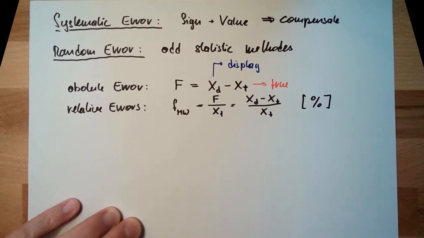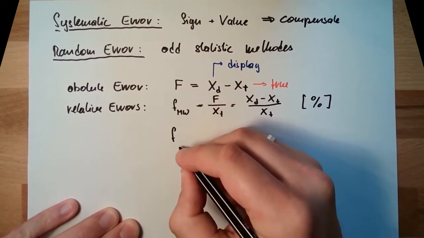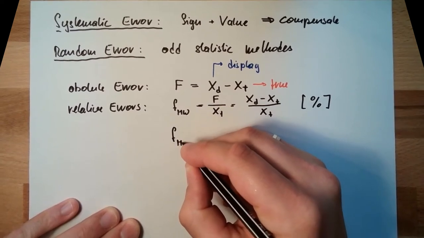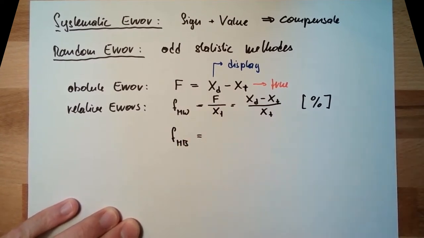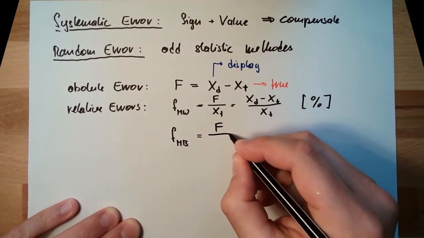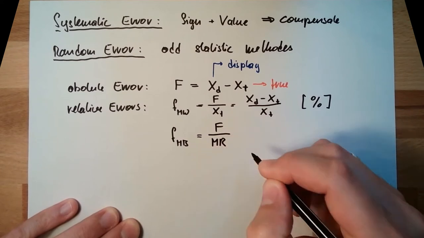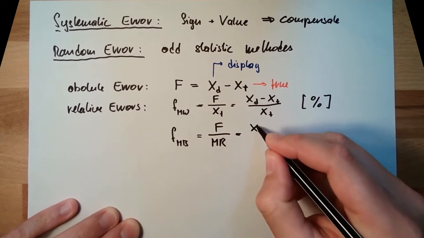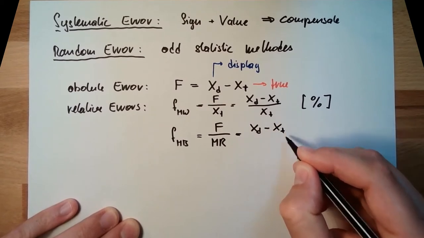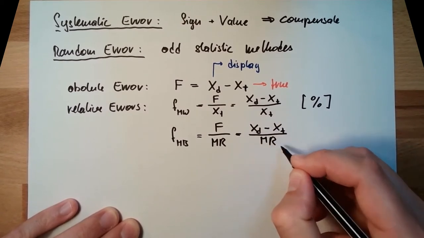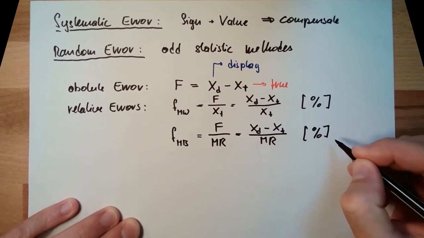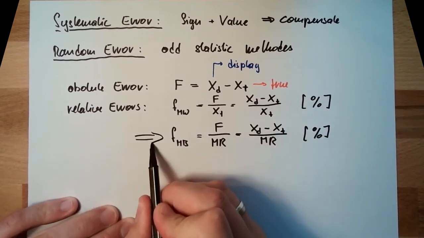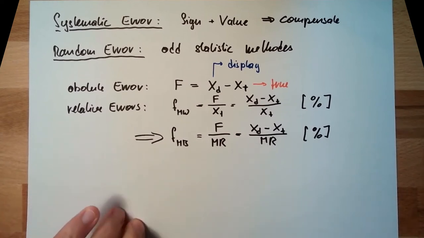And there is also an error relative to the measurement range. And this is the absolute error divided by the measurement range. So this means this is the displayed value minus the true value divided by the measurement range, also in percent. This is the one which is usually given at our measurement equipment.